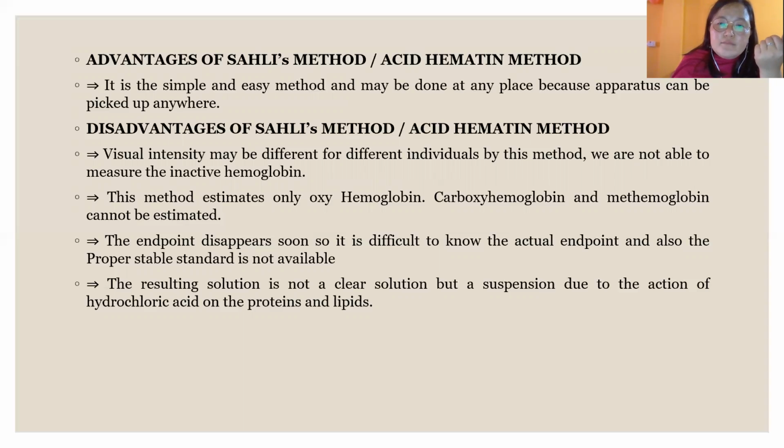But the best method for hemoglobin estimation is the automated method, or we also do the cyanmethemoglobin method. If you use this method, it will estimate only oxyhemoglobin. Carboxyhemoglobin or methemoglobin cannot be estimated by this method. The endpoint disappears soon, so it is difficult to know the actual endpoint. Also, a proper stable standard is not available.